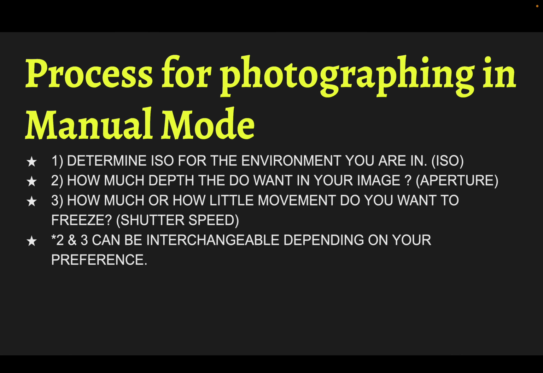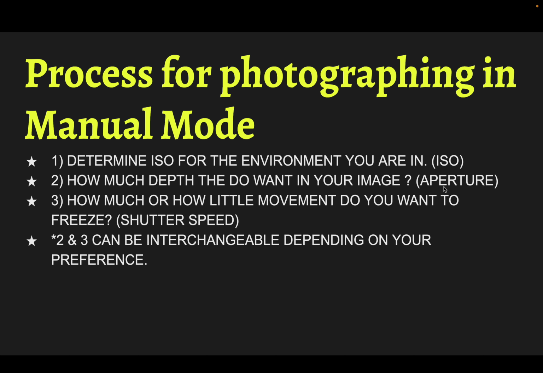And then the process for photographing in manual mode, these are things that you want to think about. Determine the ISO for the environment you are in. So if you're in a sunny outdoor situation, your ISO can remain at 100, or if you're in a lighting studio and you've got a lot of lights, you can stay at ISO 100. But let's say you're taking photos in the dark or at night, or inside, you'll need to pump it from 400 and above all the way to 1600 and so on and so forth.